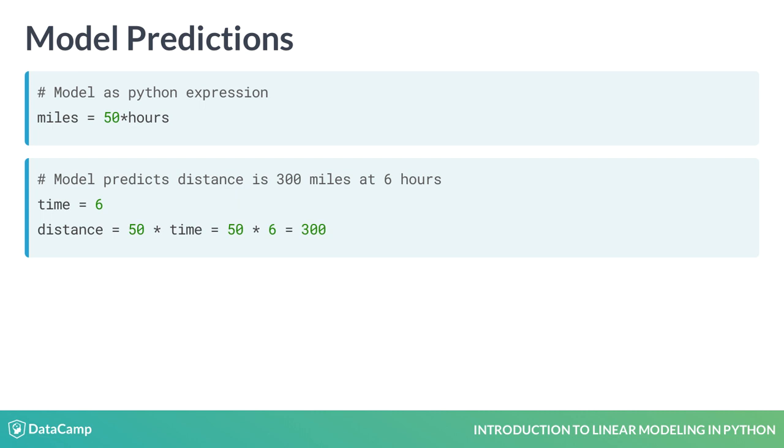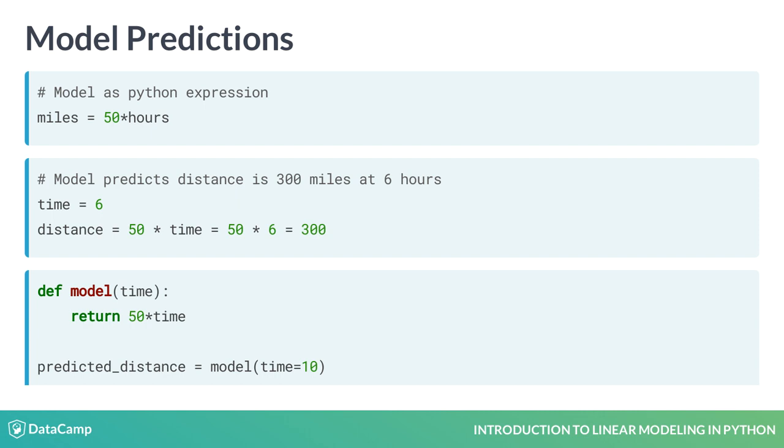This expression is a model that predicts that we would travel 60 miles in 1 hour, 300 miles in 6 hours, and 1,500 miles in 30 hours. Models can be expressed as functions. Here we define and call the model function to get a predicted distance at time 10 hours.